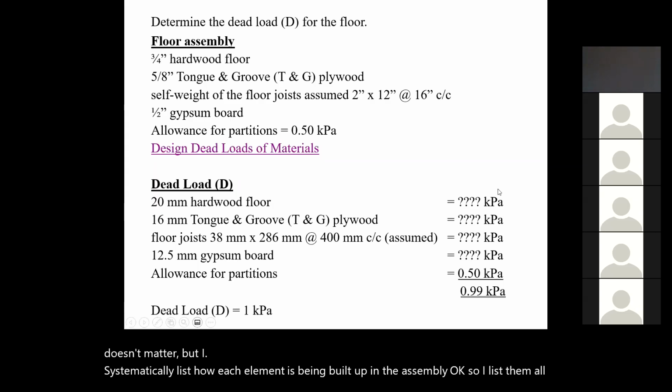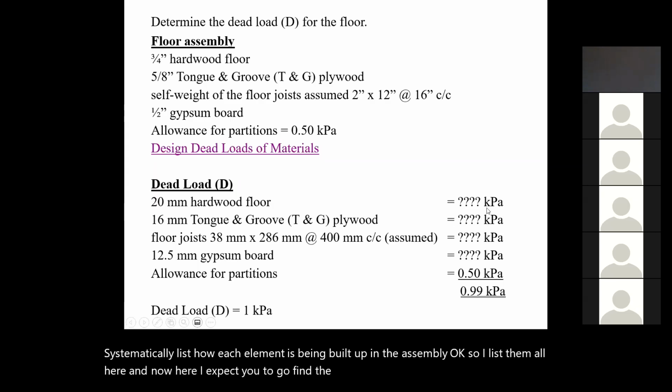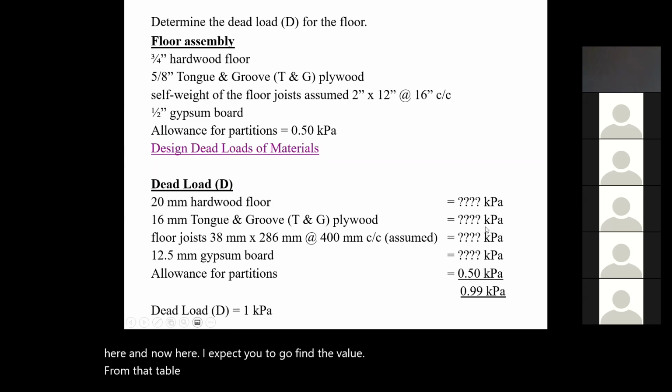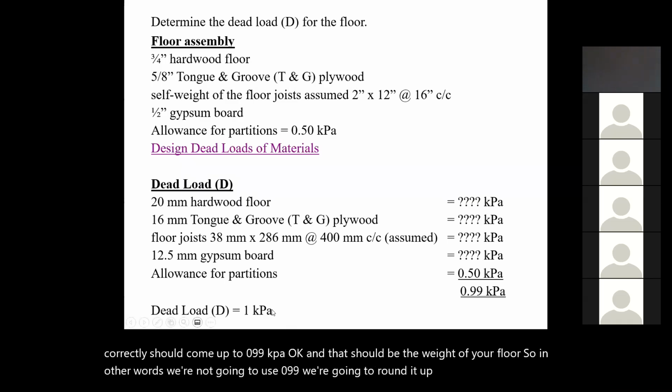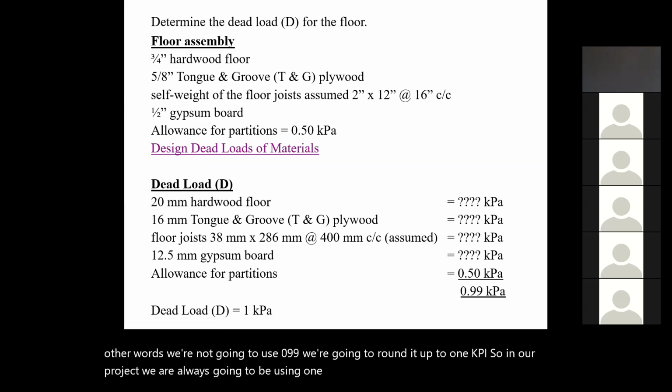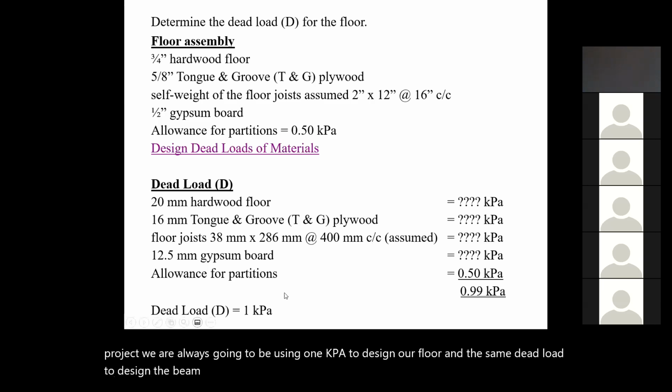And now here, I expect you to go find a value from that table and put it in here. I expect you to go find a value here, and here, and here. And if you do this correctly, it should come out to 0.99 kPa. That should be the weight of your floor. We're not going to use 0.99, we're going to round it up to 1 kPa. So in our project, we are always going to use 1 kPa to design our floor, and the same dead load to design the beam. This is the dead load that I expect to see in your work.